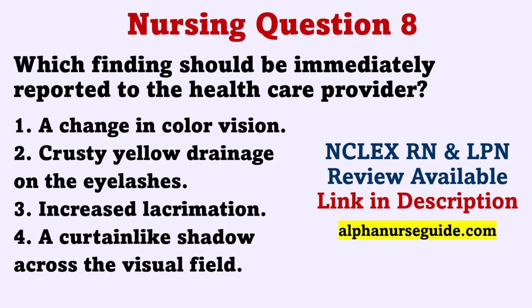The correct answer is 4. A curtain-like shadow across the visual field. A curtain-like shadow is a symptom of retinal detachment, which is an emergency situation. A change in color vision is a symptom of a cataract. Crusty drainage is associated with conjunctivitis. Increased lacrimation is associated with many eye irritants, such as allergies, contact lenses, or foreign bodies.